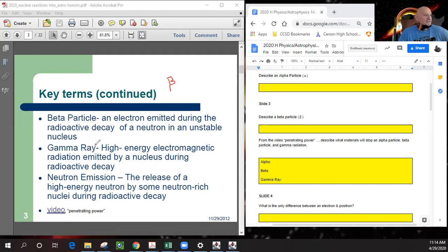And here's gamma ray, which is high-energy electromagnetic radiation. Think of Godzilla, nuclear bombs, nuclear explosions, gamma ray bursts, or supernovas. Okay, and also here's what we call neutron emission. Okay, now what you need to do is click on this link right here and watch the video. It's going to talk about the penetrating power of the beta, alpha, and gamma rays, and you want to describe in here what the penetrating power is. So go ahead, and I'm going to hit pause. I want you to go ahead and watch this video here, and then we'll continue on here momentarily.